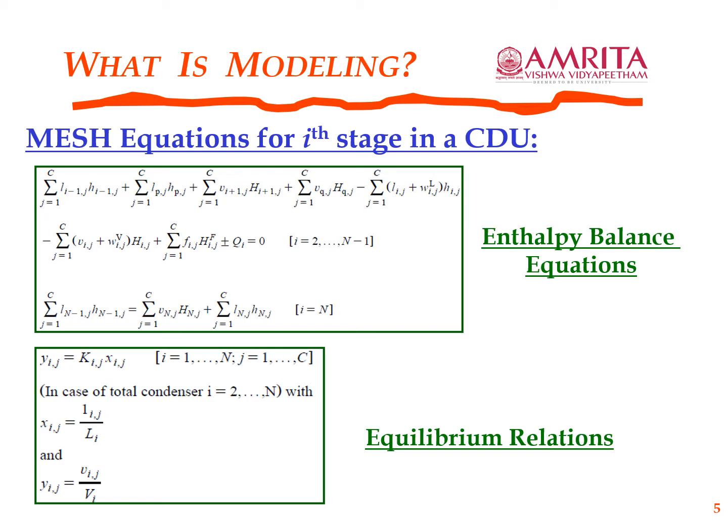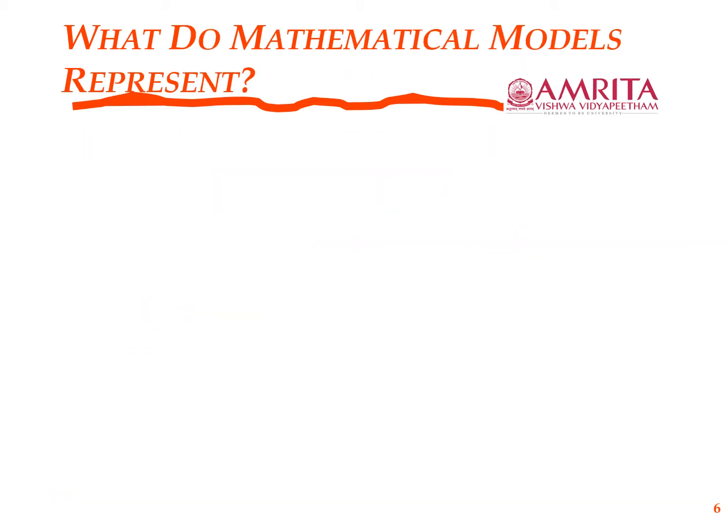The subscript J denotes the various components. Okay, so there are n stages, I going from 1 to n, and C components, J going from 1 to C. Well, so we saw a mathematical model like this. So what do these mathematical models represent?